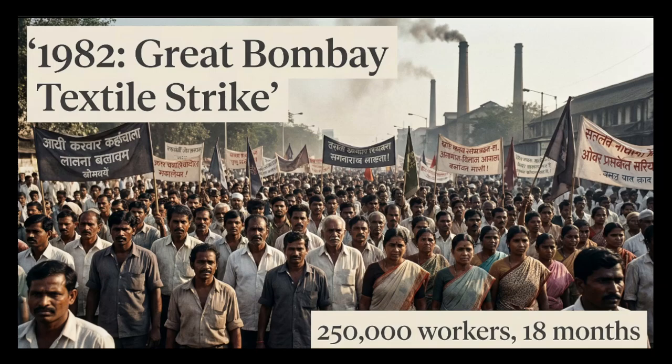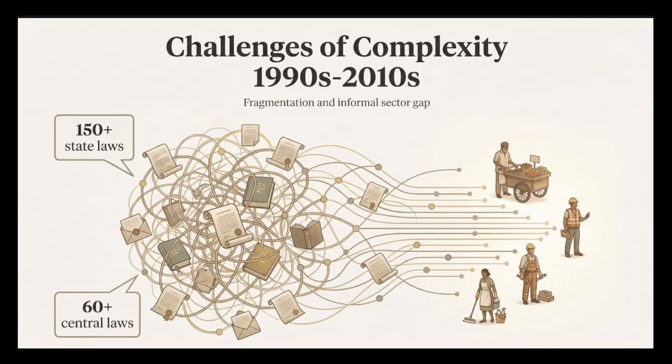Great Bombay Textile Strike in 1982. Here, 250,000 workers were on strike for 18 months. Challenges of complexity. There were 150 plus state laws as well as 60 plus central laws.